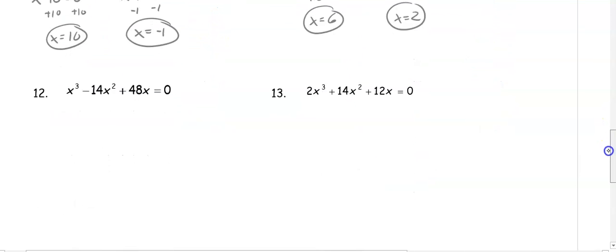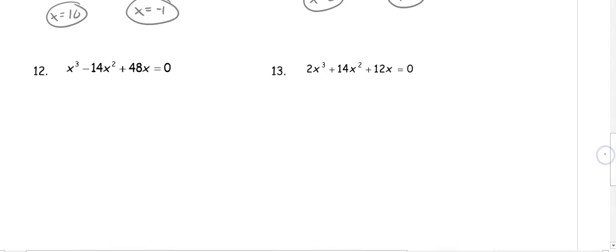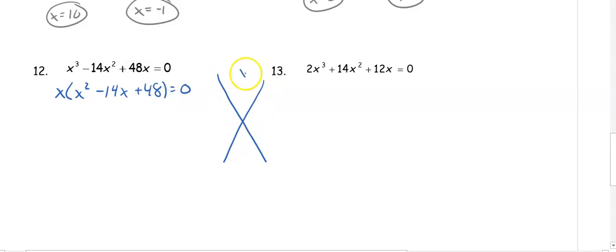In number 12, it's x cubed minus 14x squared plus 48x equals 0. So everything has one too many x's, so our GCF is going to be x, and that leaves us then with x squared minus 14x plus 48 equals 0. So we need two numbers that multiply to 48 and add to negative 14, so that would be negative 8 and negative 6. So we have x times x minus 8 times x minus 6 equals 0.